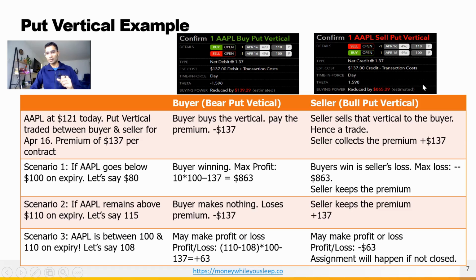Same thing here. I mean, there is a seller of the put vertical and there is a trade happening between these two. Okay. The premium is $137. So what's going to happen in scenario one? Let's say Apple goes below $100. Okay. So in this particular case, the buyer who was bearish is winning this particular bet, right? So what will be the maximum profit for this particular buyer? Here it will be 10, which is again the difference of the spread, minus 137, which is the premium, hence $863. This is the profit for the buyer of a put vertical.